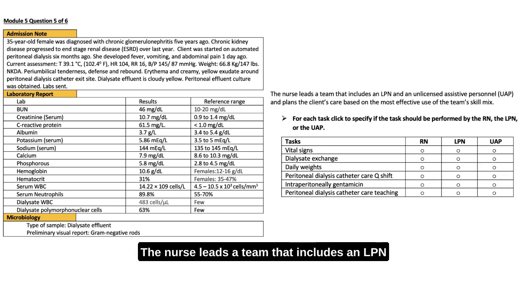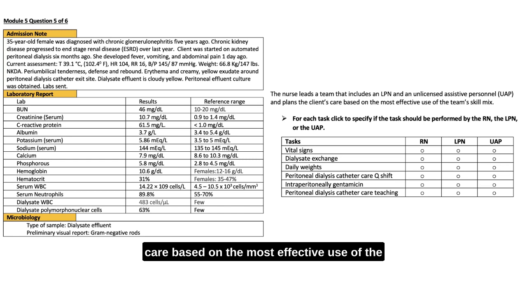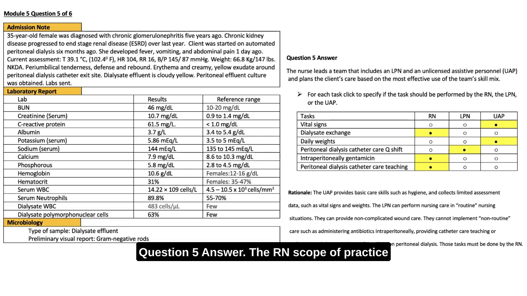The nurse leads a team that includes an LPN and an unlicensed assistive personnel, UAP, and plans the client's care based on the most effective use of the team's skill mix. For each task, click to specify if the task should be performed by the RN, the LPN, or the UAP. The tasks are as follows: vital signs, dialysate exchange, daily weights, peritoneal dialysis catheter care Q shift, intraperitoneal gentamicin, peritoneal dialysis catheter care teaching. Question 5 answer.